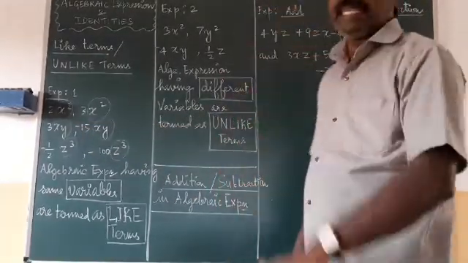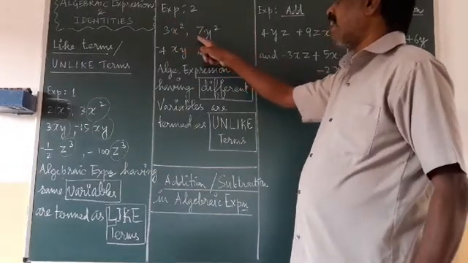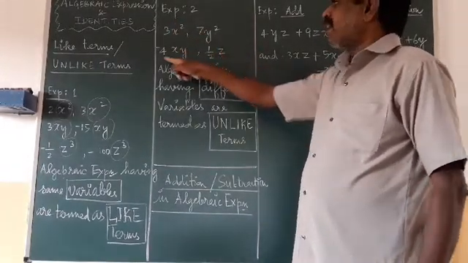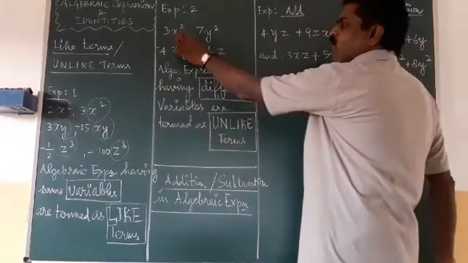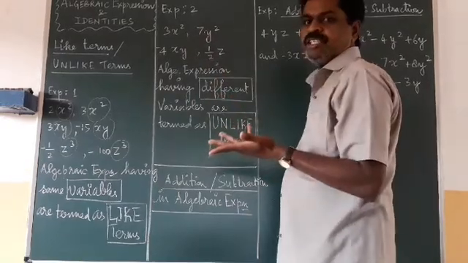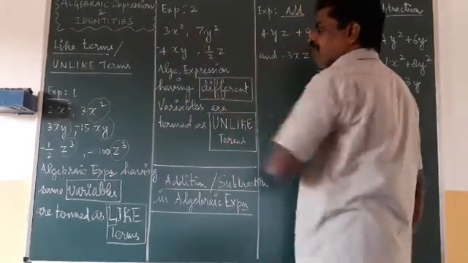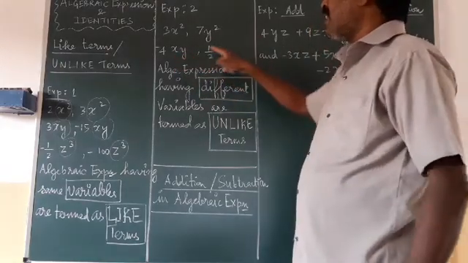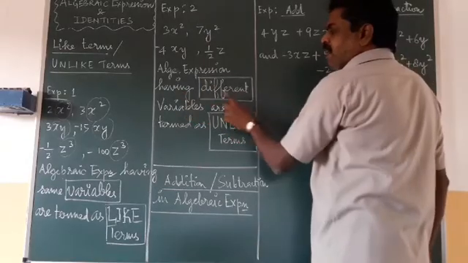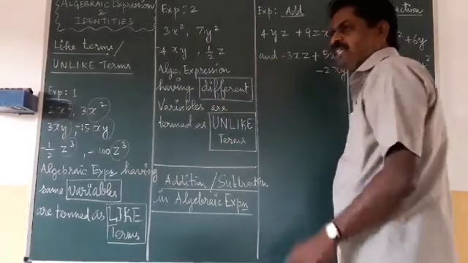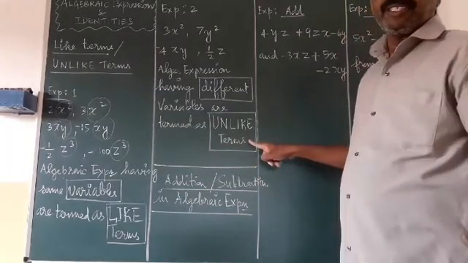Then what about the unlike terms? Opposite. You see example: 3x square, 7y square, minus 4xy, half z. When you compare these, x square and y square are there in between these two terms, no common variable. Here xy is there, here z is there. So algebraic terms having different variables, that means no common variable, are termed as unlike terms.